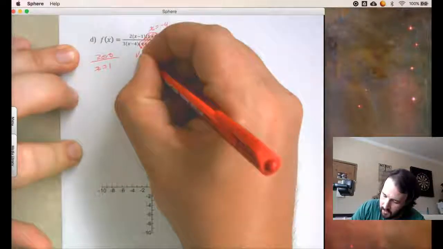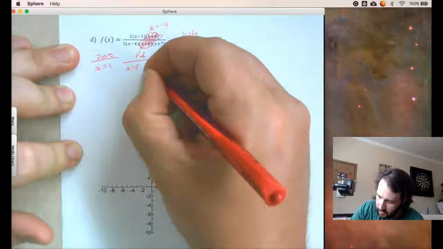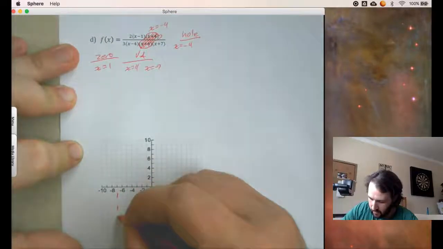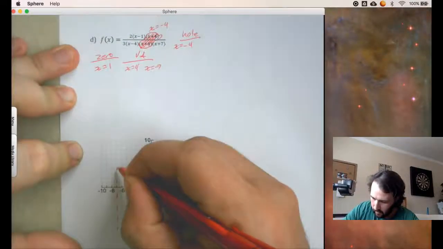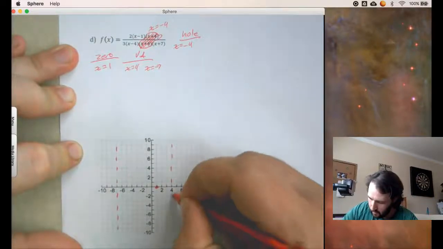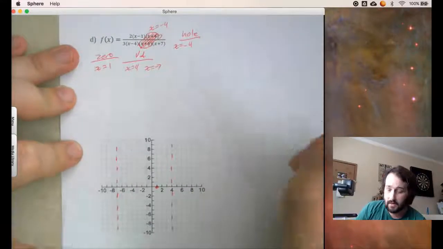All right, so vertical asymptote. Now it's going to be at x equals 4 and x equals -7. So I'm going to go ahead and put those on the graph. So -7 and x equals 4. All right, so there's all the information without looking at our line test.